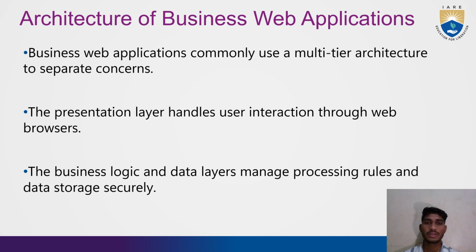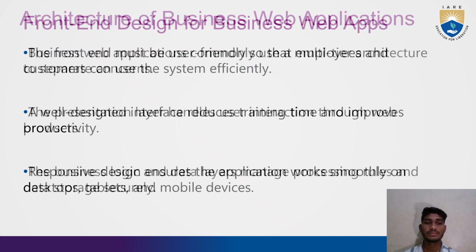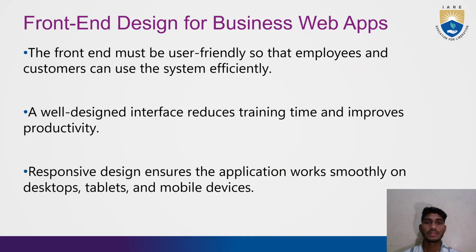Architecture of business web applications. How is a business web application architected? Business web applications commonly use a multi-tier architecture to separate concerns. The presentation layer handles user interaction through web browsers, and the business logic and data layers manage processing rules and data storage securely. Our next slide: the front end must be user friendly so that employees and customers can use the system efficiently.